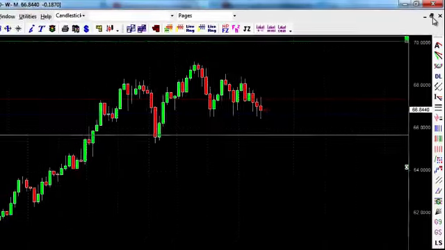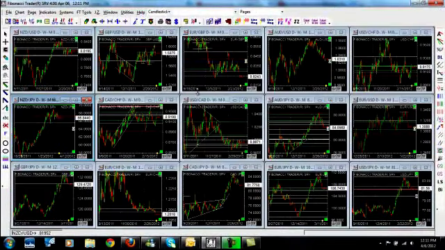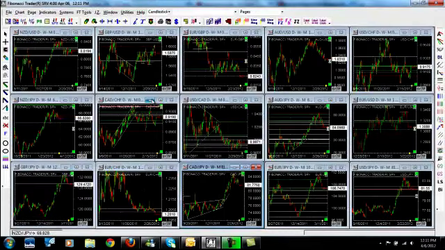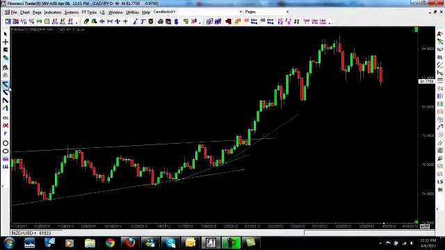So let me look at a different chart here. I want to show you a trade that we actually took yesterday. Was it the CAD yen? Yes, it was. Actually, hold on a second. Let me be sure that's the right trade that we took here. Let's look here. Yep, that was it.